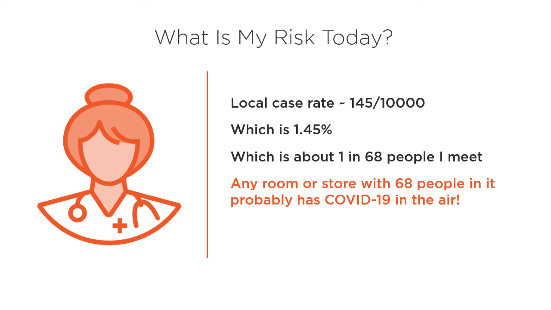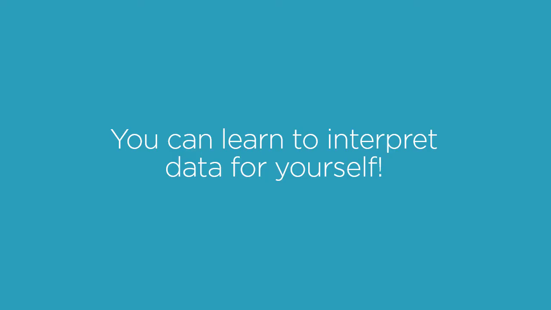If I go into a supermarket that has 68 people in it, it's very likely that at least one of them is breathing out the virus. It's almost certain that the virus is in the air. Which is why I continue to use delivery services wherever possible, maintain social distancing, and wear a mask when I go out. I hope you found this exploration of COVID-19 data visualizations interesting.